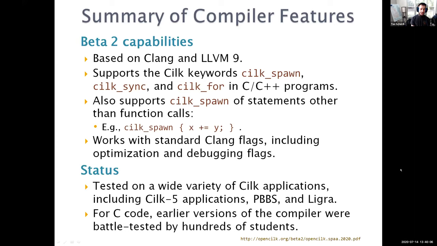Current status of the compiler: it's been tested on a wide variety of Cilk applications, ranging from the Cilk 5 applications, the Problem Based Benchmark Suite out of CMU, some Intel example codes, the Ligra lightweight graph processing framework, that's work by Julian Shun, and many other codes. And moreover, at least for C code, earlier versions of the compiler have been used in various classes. By virtue of that, the earlier versions of the compiler have been battle tested by hundreds of undergraduate and graduate students at MIT, Washington University in St. Louis, and CMU.